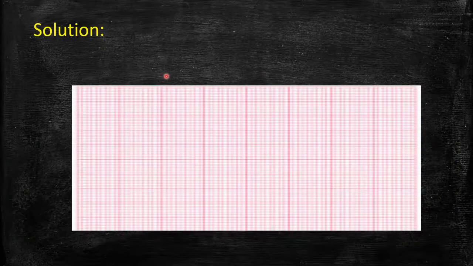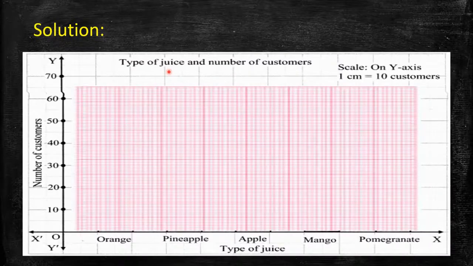So here we will draw a bar graph. In the center you will write the type of juices and the number of customers. Then you will draw the x-axis and y-axis, and here you will write O, their point of intersection. Then here we will write the types of juices on the x-axis at equal distance. Now on the y-axis we have taken the scale 1 centimeter equal to 10 customers. So here we will write 10, 20, 30 and so on. And on the right side corner we will write the scale on the y-axis, 1 centimeter equal to 10 customers.